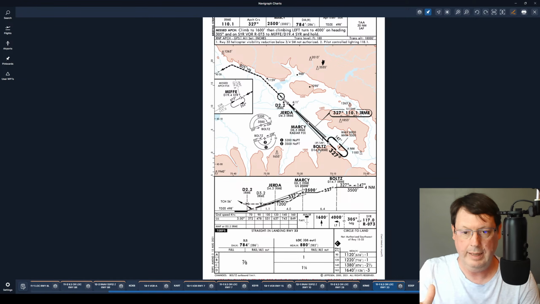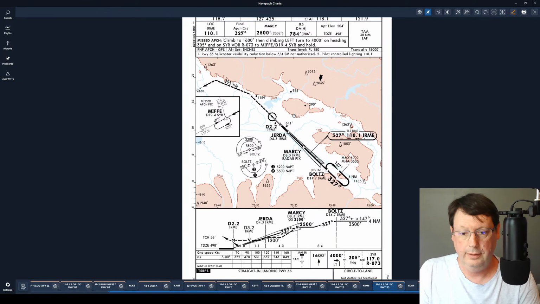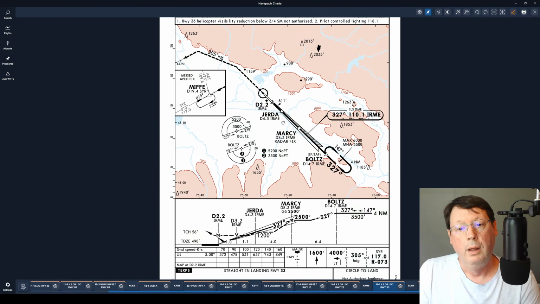You've got to have that planned. And I'll actually say this too. This is probably a good time to mention this. Let's say you're coming in from Bolts to Marcy, right? Normally what they would do is vector you, you see 3,500 feet right here for Bolts. Normally they would vector you to Bolts at 3,500 feet. And once you cross Bolts inbound, you come down to 2,500 feet.